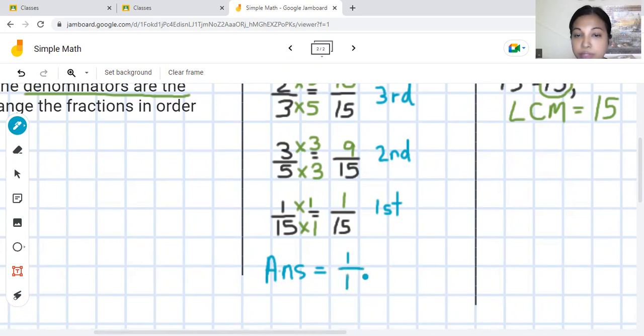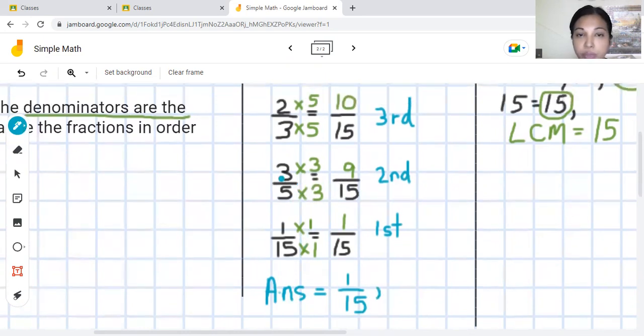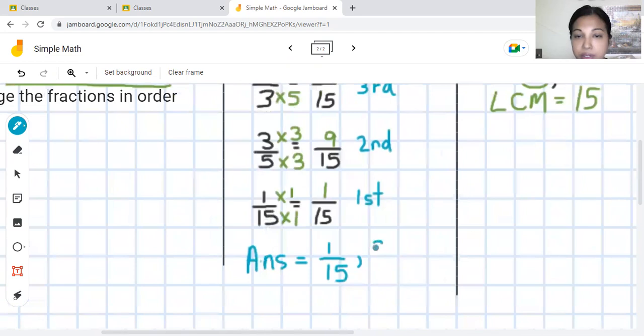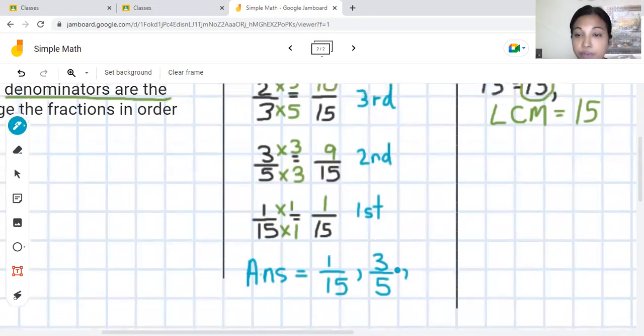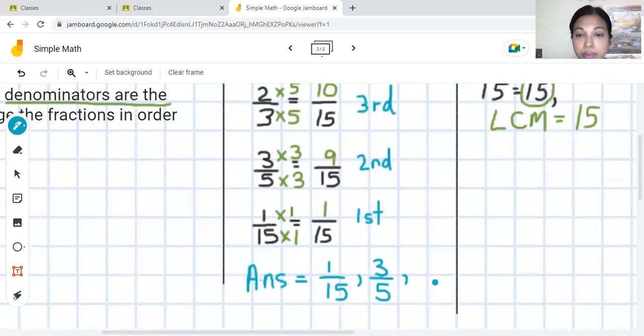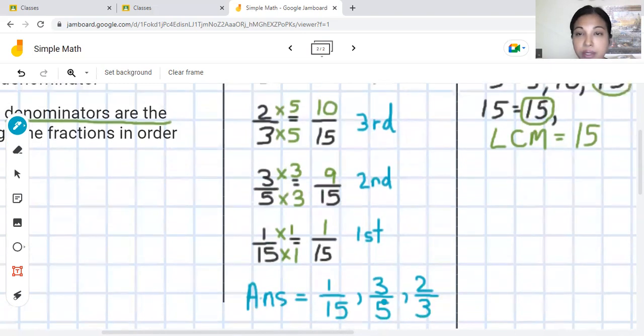So you have 1/15 would be the first fraction. The second fraction will be 3/5. Remember, I said you are listing your original fractions given, because those were the fractions you were asked to arrange in order. 1/15, 3/5, and then 2/3. Okay, so that's our answer.